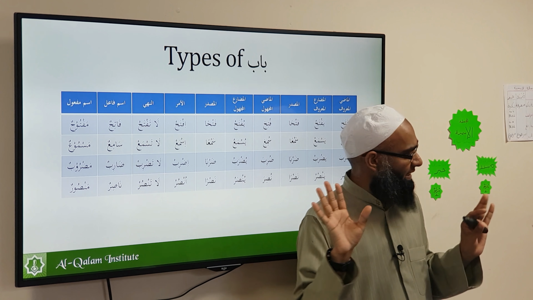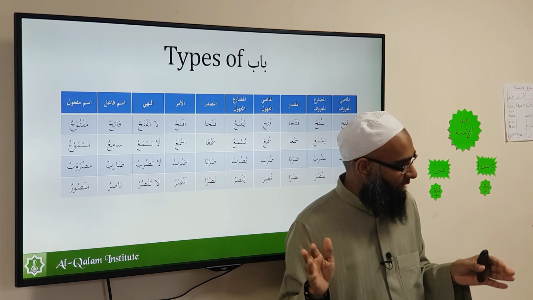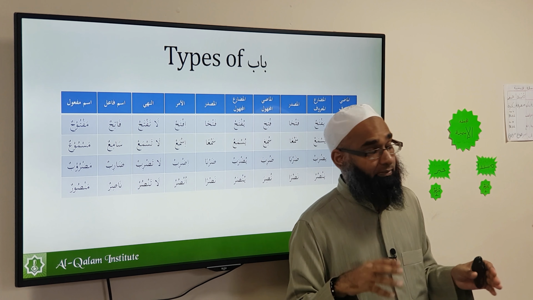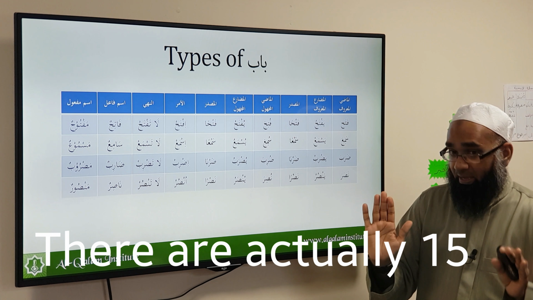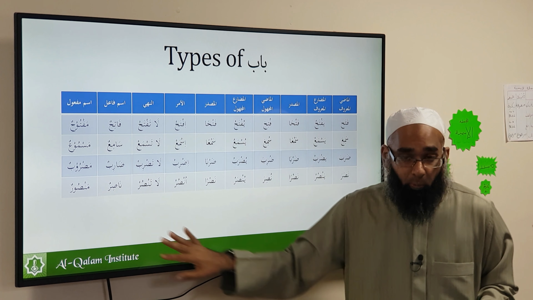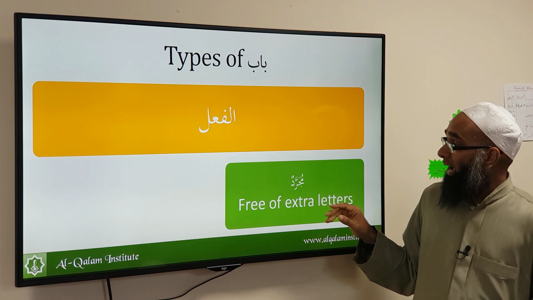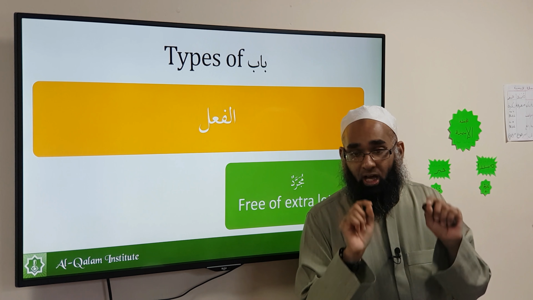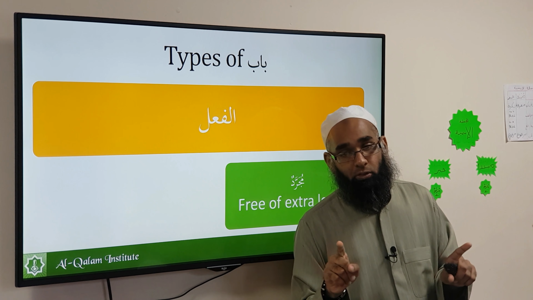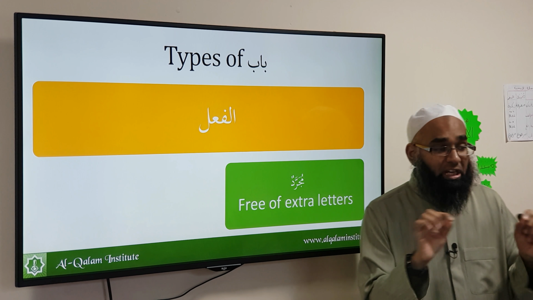There are 6 babs here, not 11 altogether. Sorry, there's 9 and 4, 13 babs. Some people have more, but for now it's 13 main babs. So these 6 are called what? Mujarrad. Why? Because in the wahid muzakkar ghaib of the al-madhi, are there any extra letters? No. Because they are mujarrad, free from extra letters.